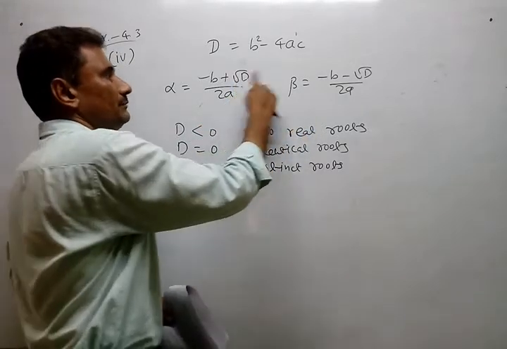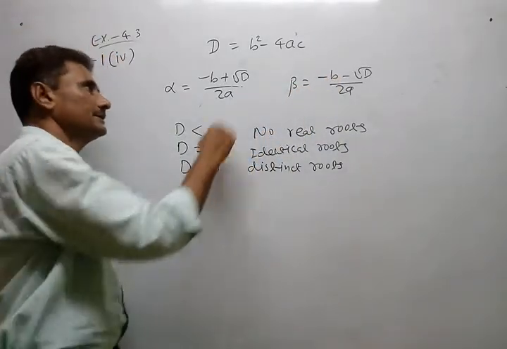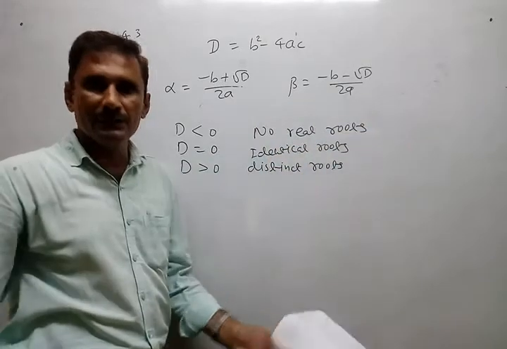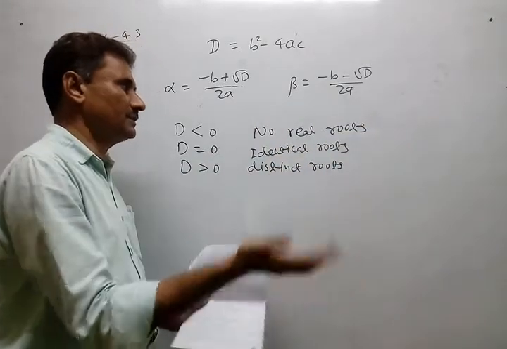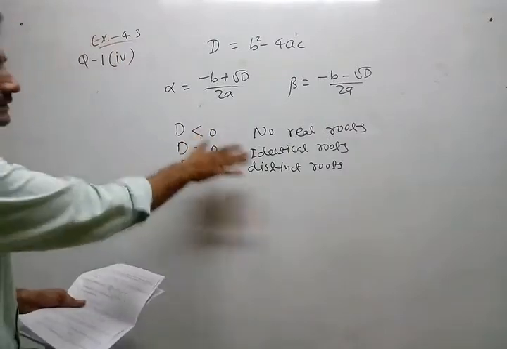D equal to 0, then both become the same only, no difference at all. And if d is greater than 0, then obviously both are different values. So distinct means different, identical means equal, repeating. Okay? So just understand that.